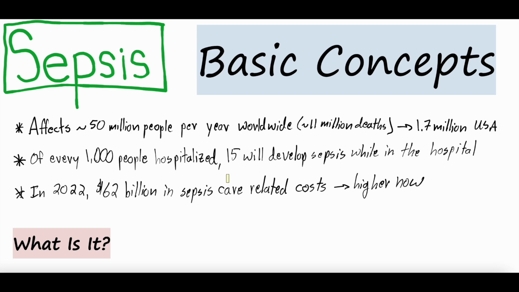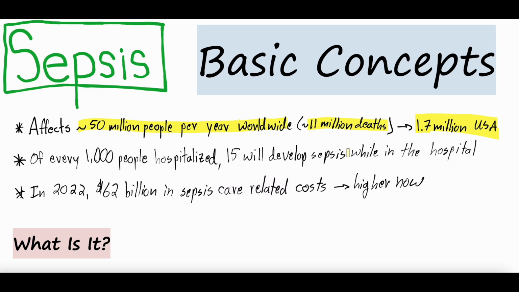I know in my day-to-day, I see patients with sepsis, severe sepsis, septic shock pretty much every single day I'm at work. And that is because this affects 50 million people per year worldwide. And of those 50 million people, about 11 million of them worldwide die. If we focus on the USA, just because that's where we live, that's 1.7 million people in the USA. And these are probably old numbers. It's probably even a little bit more. So multi-millions of people every single year are hospitalized with sepsis.